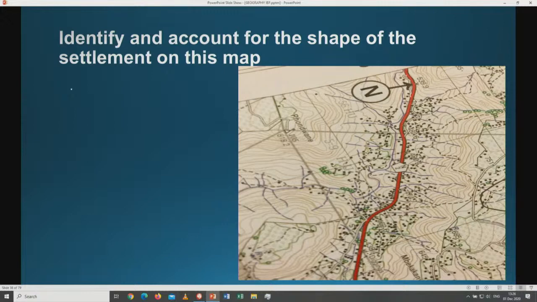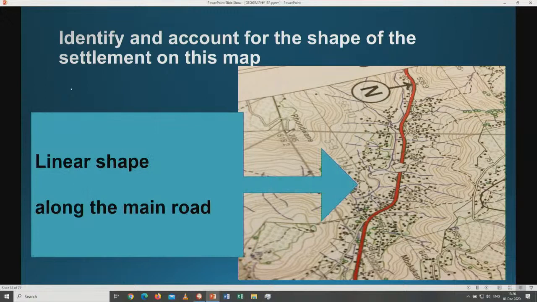What is influencing this one is that we have a road, which is our N2. Now, when you look at this road, you can see that it is influencing the shape, and the shape here is then the linear shape, and it is linear along the main road. You see what I did there? I identify and I'm accounting.